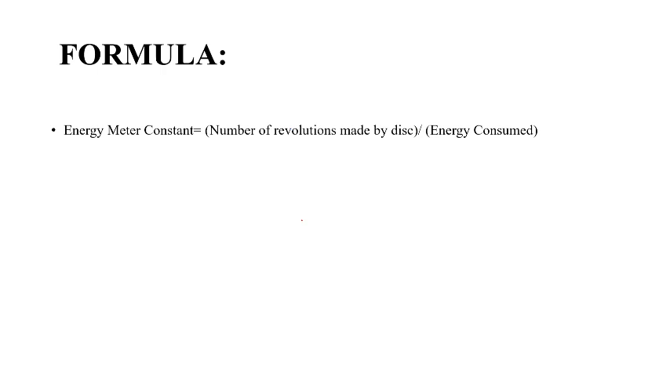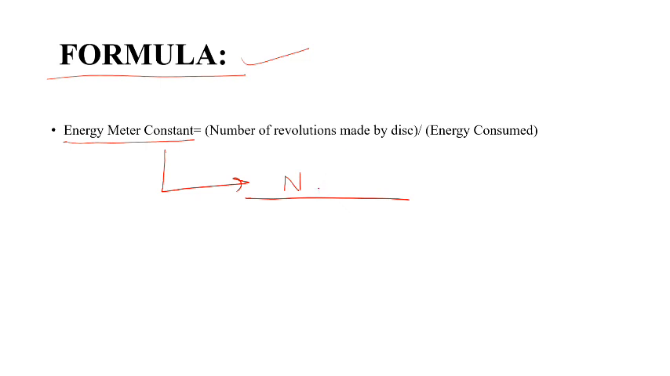Now let us come to the formula which will be utilized. Our aim was to calculate the energy meter constant of our single phase energy meter, which is given by the number of revolutions made by that disk during that time interval. What is the time interval? The time interval is the time duration for which we have turned on the load, divided by the energy consumed by that load. And this energy will also be consumed in that specific time period only.